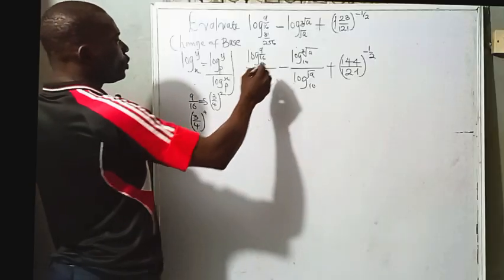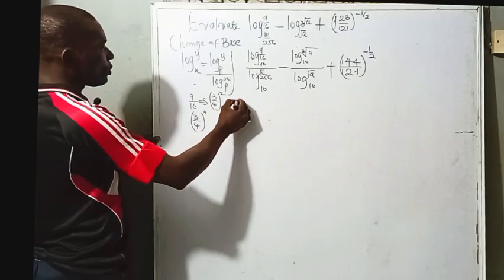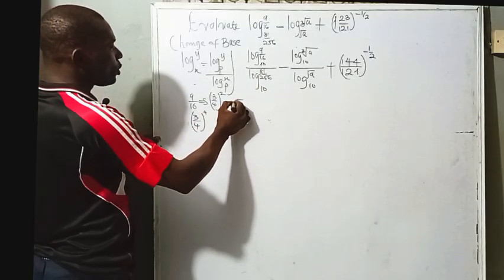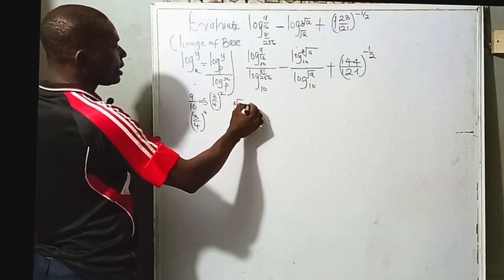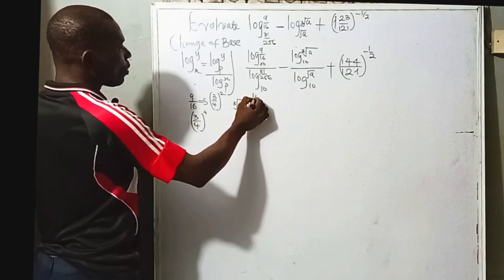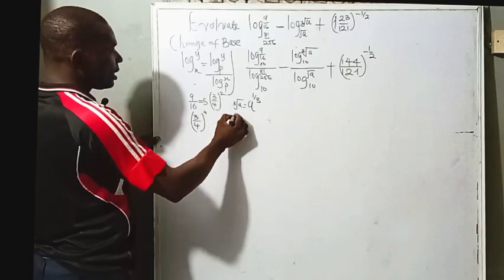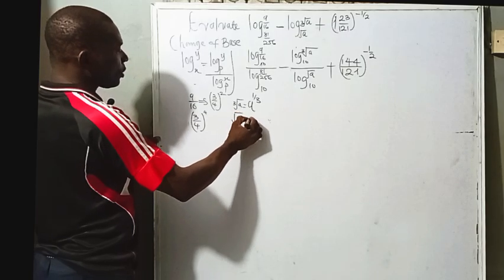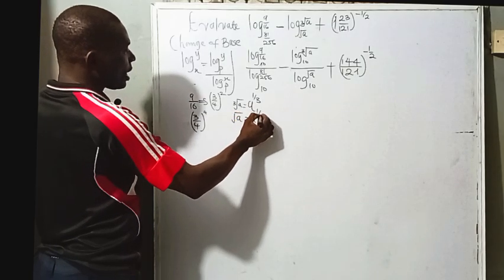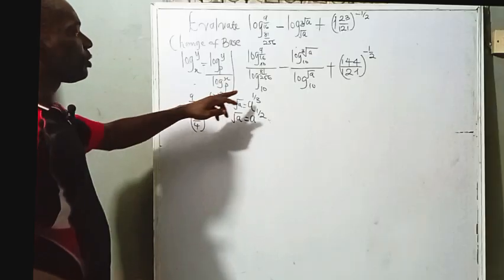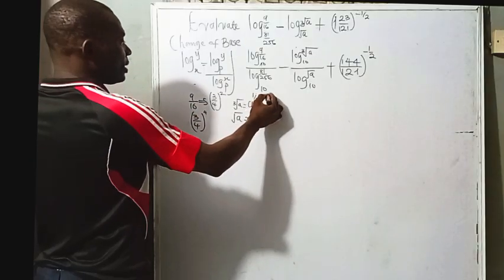Similarly, if you look at the roots, the cube root of a can also be written as a raised to the power of 1 over 3. Then the square root of a can also be written as a raised to the power half. So we're trying to do some simplification here.